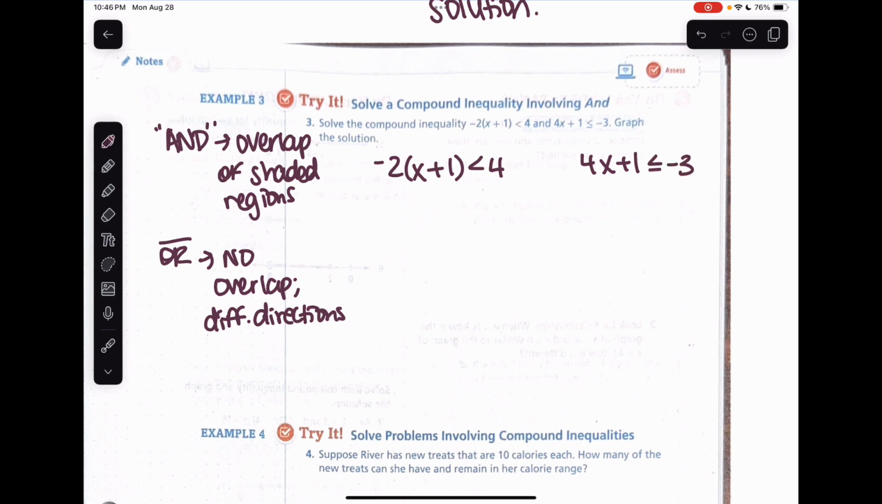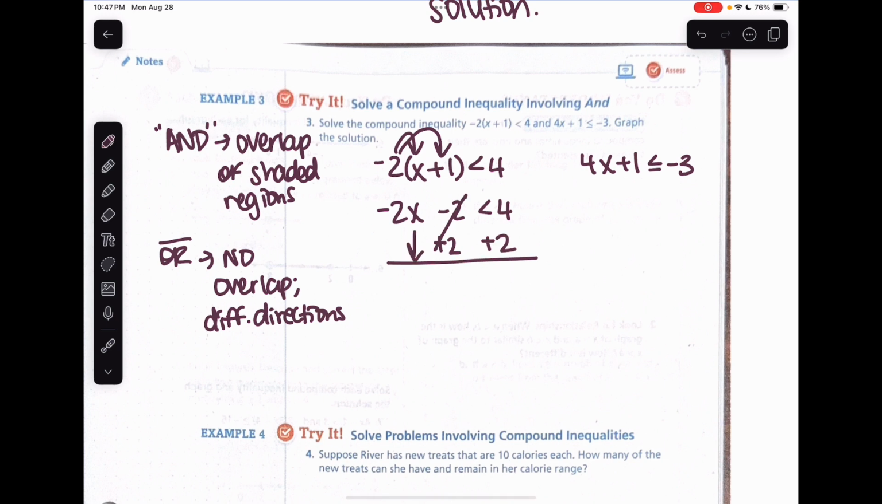All right, so the first thing I do is go ahead and distribute my -2. So I have -2x minus 2 is less than 4. I would then add 2 to both sides to move my constants over to the right side and drop down my variable term. So I have negative 2x is less than 6.